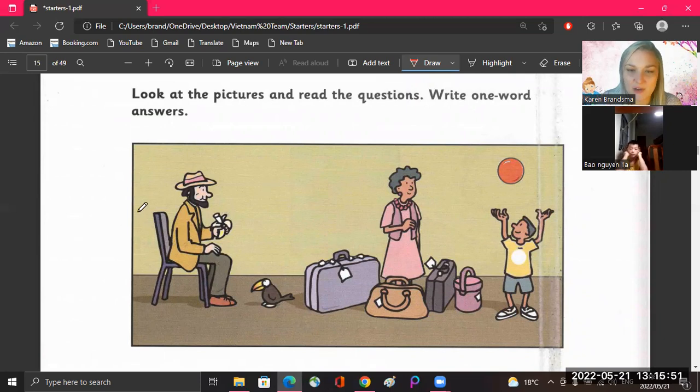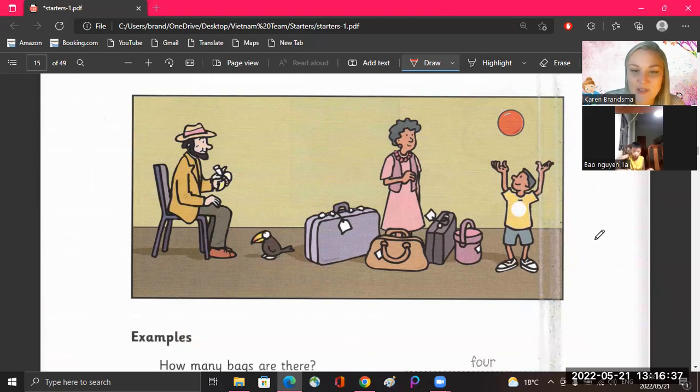Okay, let's look at the picture. What can you see? I can see a handbag. Yes, okay, lots of bags. One, two, three, four bags. What is the boy doing? Playing with a ball. Yes. What is the man doing? Man eats banana. Eating a banana. Very good. And which animal can you see?